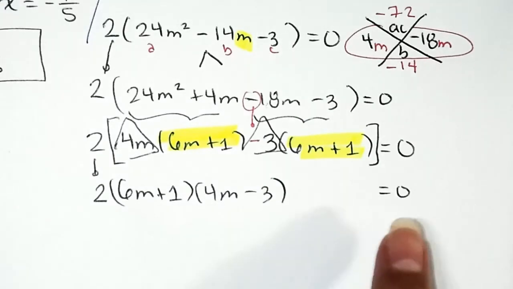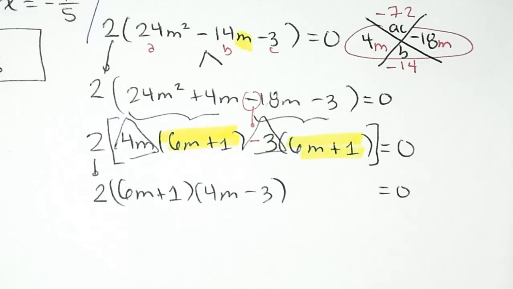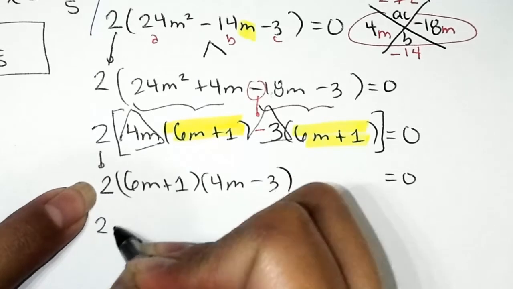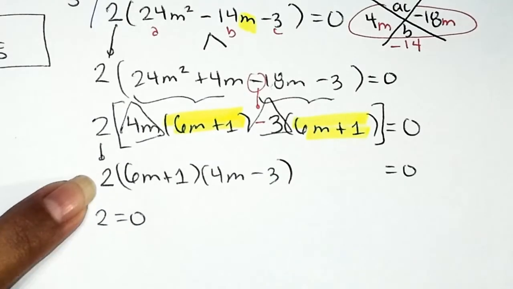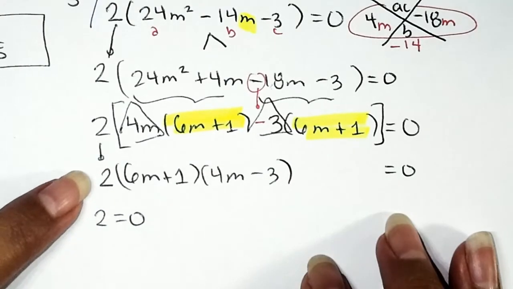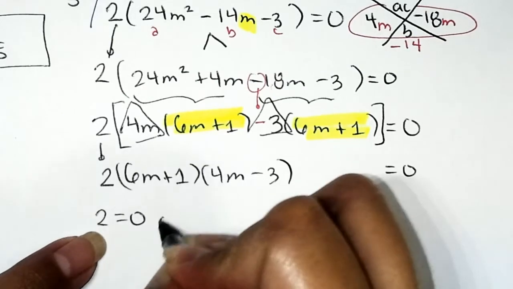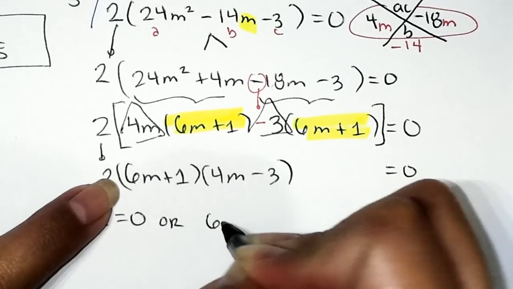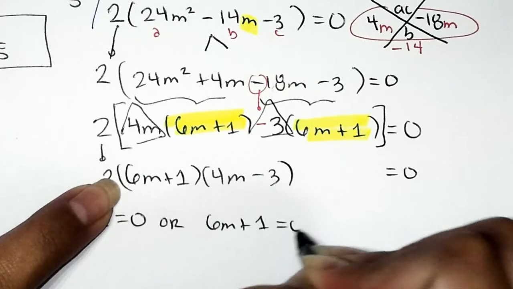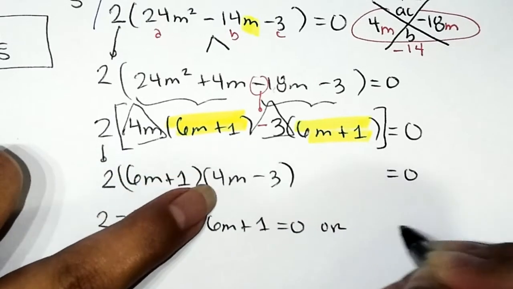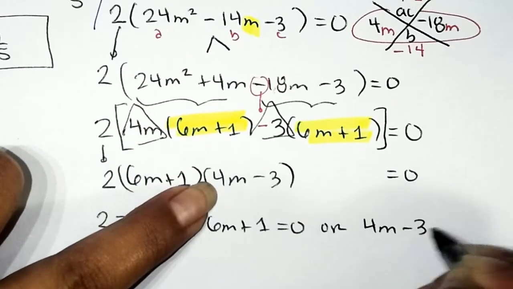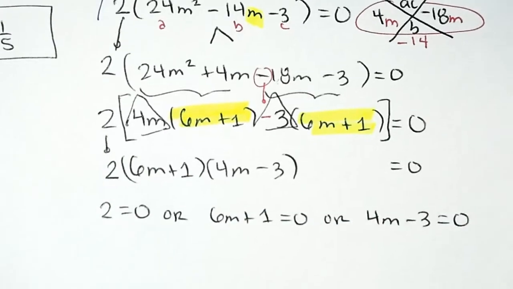The product equals 0. When the product equals 0, there's no way around it. One of these factors has to equal 0. So either the first factor equals 0, that looks weird, but it is what it is, or the second factor equals 0, or the third factor equals 0. Alright, so let's do this.